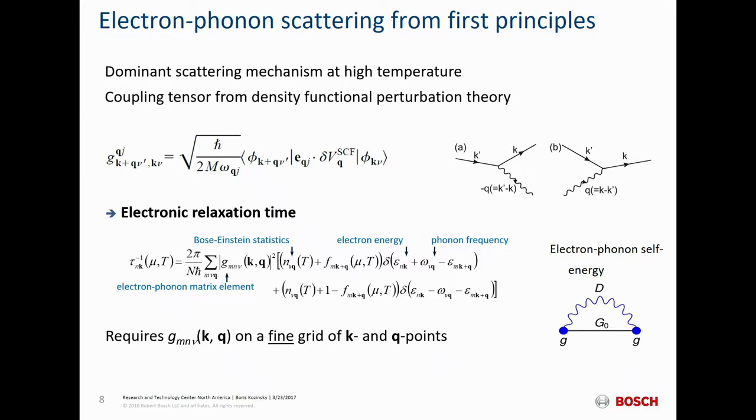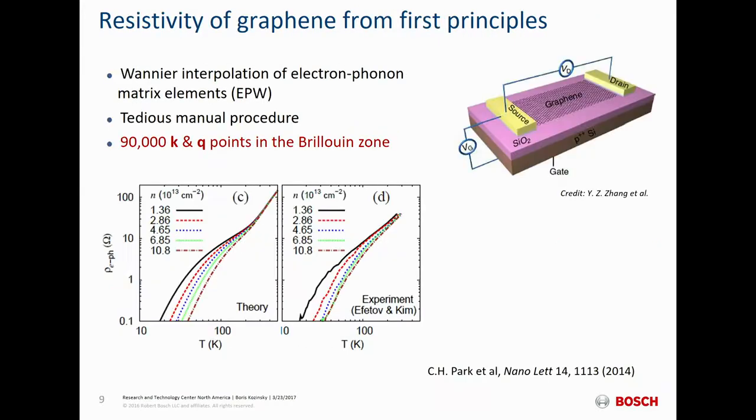The challenge with this approach is that it's doable in principle, but very difficult in practice, because you need very fine meshes for electronic and phononic states. So the K and the Q meshes need to be very fine for this to converge. So this approach really has an issue. It's doable for simple materials. So it actually does quite well, as I'll show, for graphene.